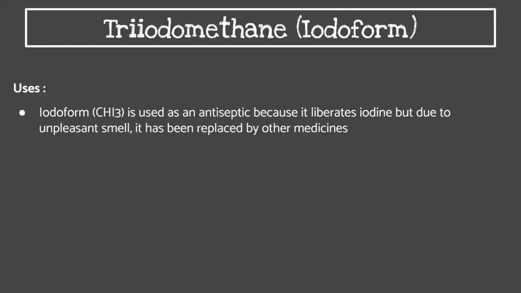Then the next one is triiodomethane, also known as iodoform. Iodoform's chemical formula is CHI3. It is used as an antiseptic because it liberates iodine, but due to its unpleasant smell, it has been replaced by other medicines. That's it about triiodomethane, just one use.